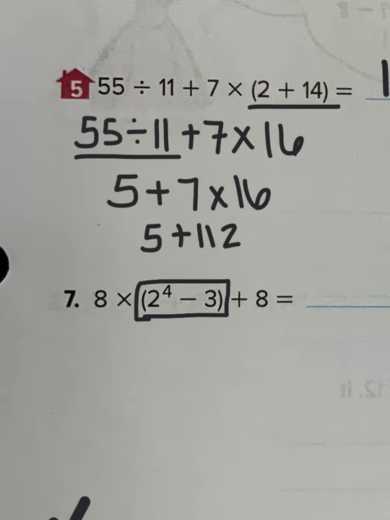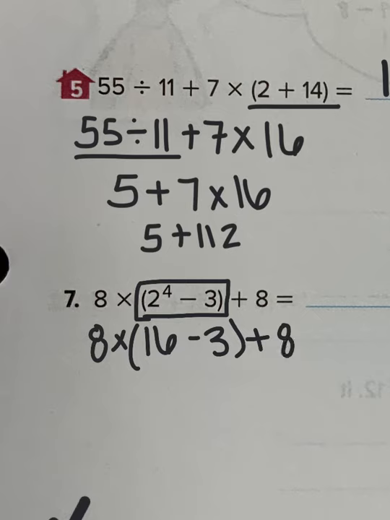So 2 to the 4th is 16. Minus 3, still in parentheses. Bring down my equation. We still want to figure out what's within our parentheses here. So we have 16 minus 3, which gives us 13. Again, carry down the rest of my equation or our expression so we know what we're working with.